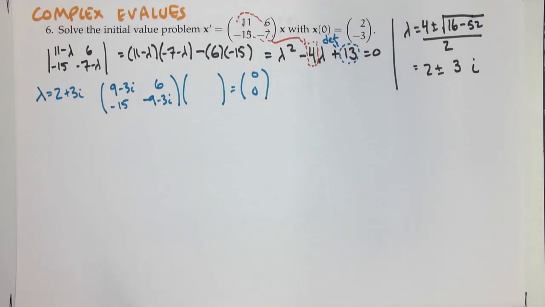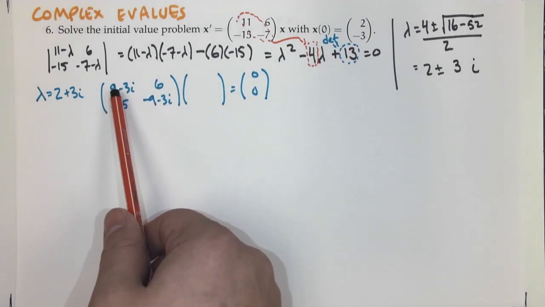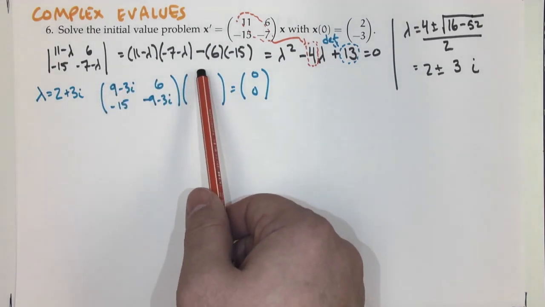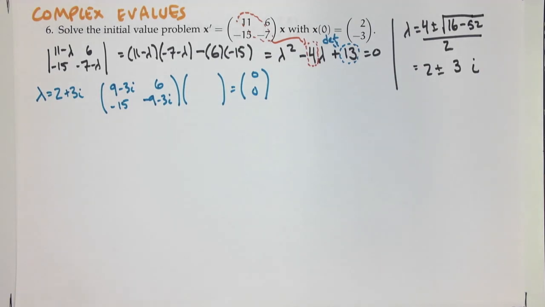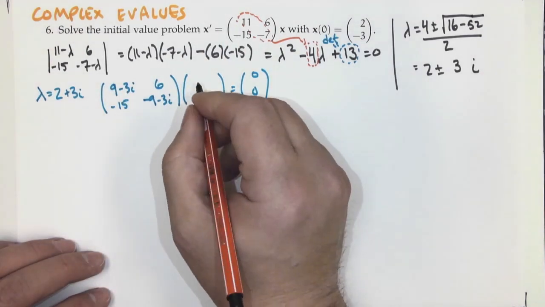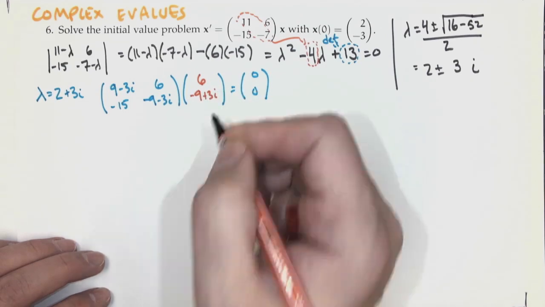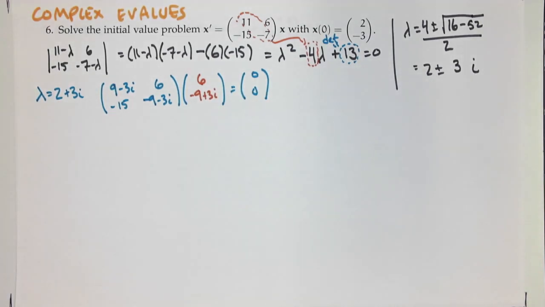Top row. And you say, okay, what I'm going to do is I'm just going to reverse the order. So instead of 9 minus 3i, 6, it's going to be 6 and 9 minus 3i. But then I'm going to do one more thing, which is I'm going to flip a sign. So let's just flip the sign on the 9 minus 3i. So this will become 6, minus 9 plus 3i. And that's our eigenvector.